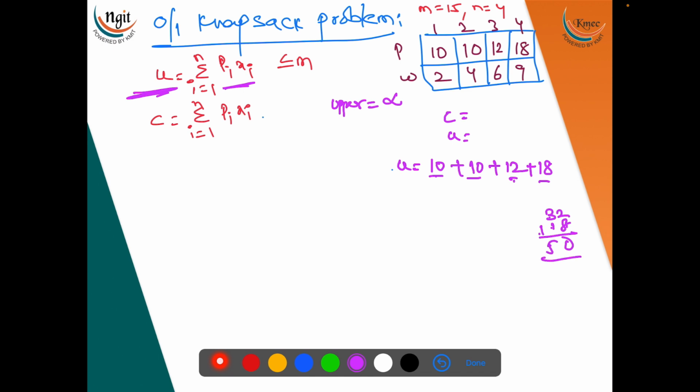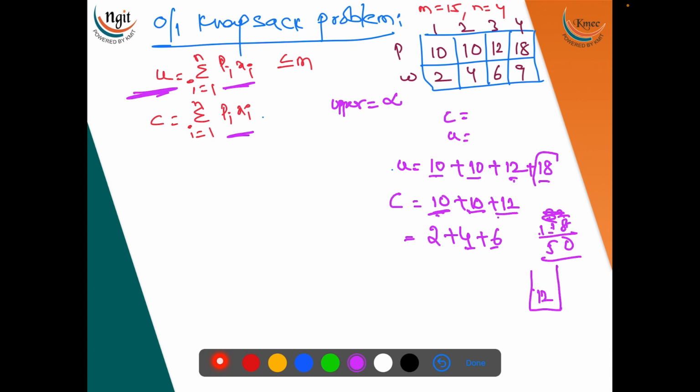Now listen carefully. If I calculate the cost of it, the cost is the sum of pixi: 10 plus 10 plus 12. This 10 is the profit for which item? X1, and its weight is 2. This 10 has weight 4. This 12 has weight 6. Now let us assume that I have a knapsack. 2 plus 4 plus 6 is 12 kgs used with x1, x2, x3.